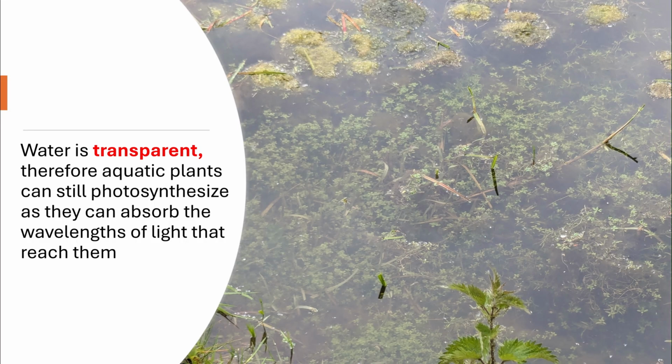So what we also need to understand is that water is actually transparent, and because it's transparent, it allows for light to penetrate through. So therefore aquatic plants that live in the water can still photosynthesize because the water is able to penetrate through, and therefore they can absorb the wavelengths of light. So you do need to bring in a bit of GCSE knowledge here when it comes to the topic on photosynthesis, and I'll talk about that more later on.